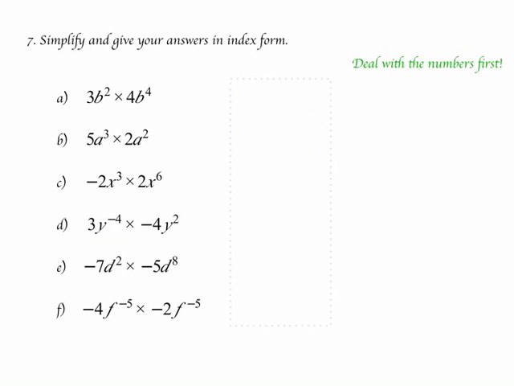These next questions are more of an extension on what we have just been doing. They are getting a bit more complicated, but we can break it down and deal with the numbers first. So we're doing the same thing, we're simplifying and giving our answers in index form. If I was to write this first question out, 3b squared times 4b to the power of 4, what this is telling me is that I've got 3 lots of b squared, and I'm multiplying that by 4 lots of b to the 4.